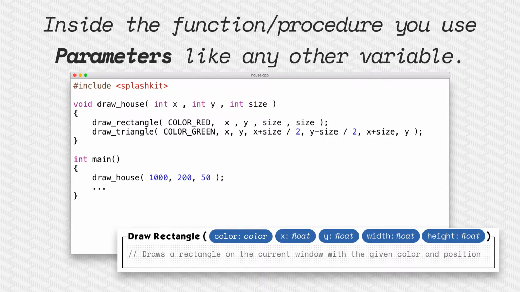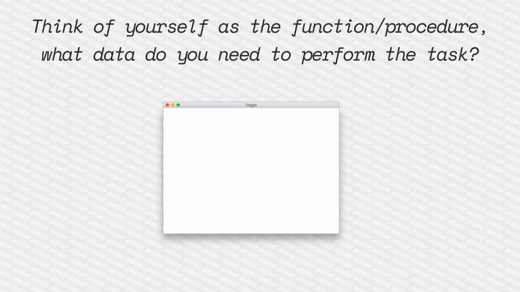Okay, so if I wanted to create my own parameters, how do I go about doing that? Good question, and it depends. There's no single answer. We need to know what the procedure or function does in order to know what parameters it should have. So what do you want to make? Alright, let's make a procedure to draw a dog.